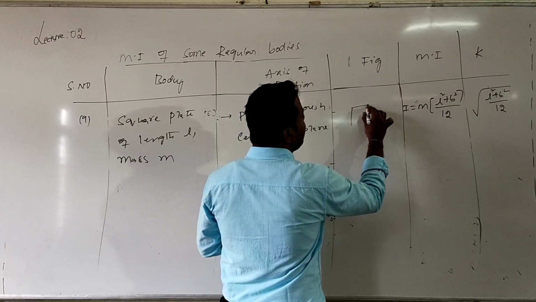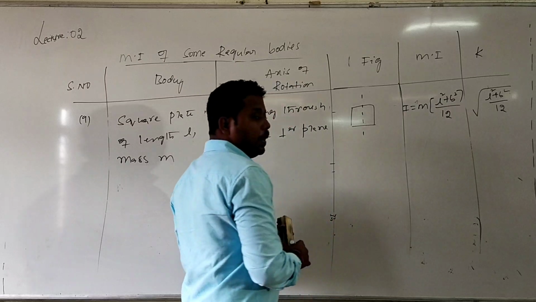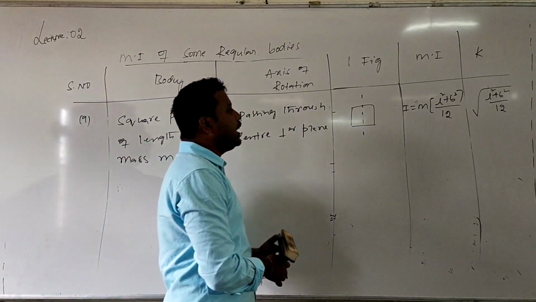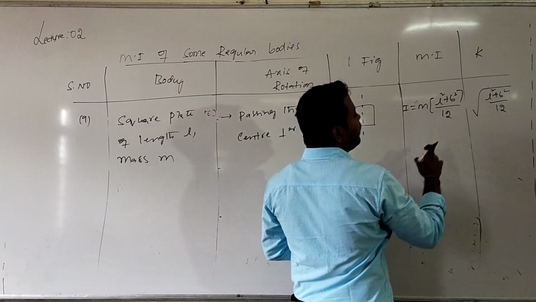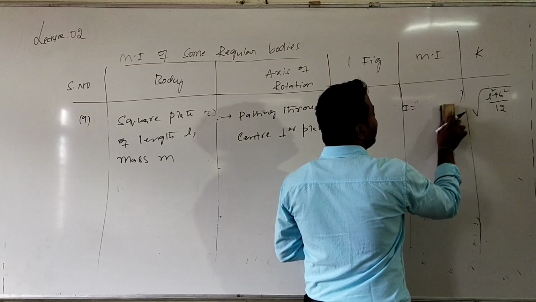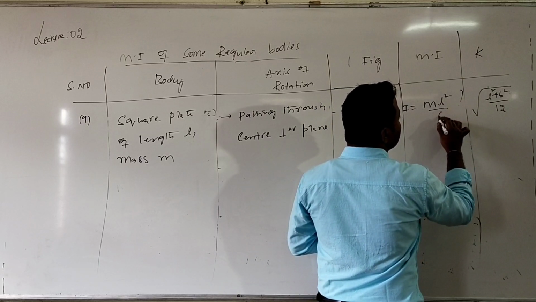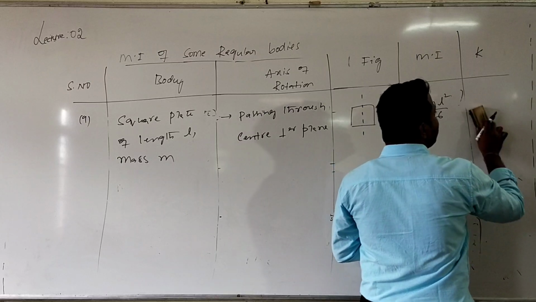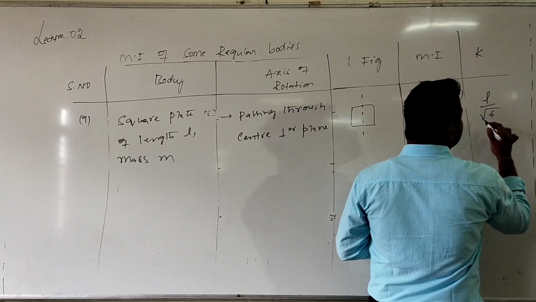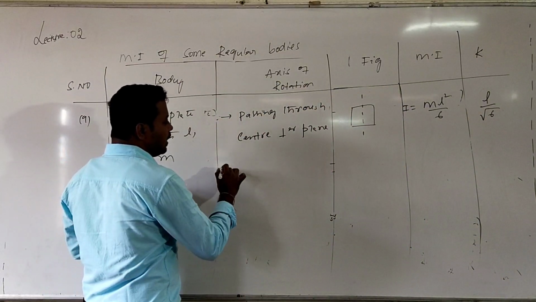This is the square plate about an axis passing through center perpendicular to plane. What is the difference between square and rectangle? L is equal to B. When L is equal to B, here what will we get? 2L square by 12. So you get the answer of M into L square by 6, whose radius of gyration value is L divided by root 6. L divided by which one? Root 6. About this axis.